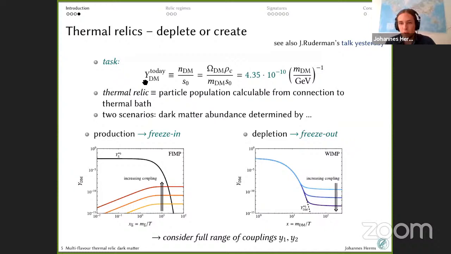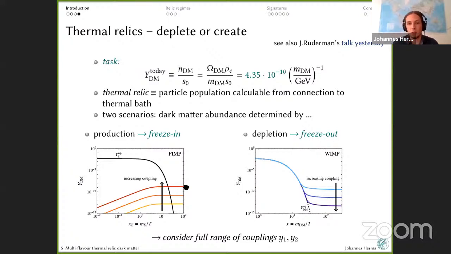And then there's two scenarios which cross over into each other in the middle. Either it can happen that the initial dark matter abundance in the early universe at early times is 0 or negligible, and this increases through interactions with the bath over time until these interactions become rare, and then you end up with the final abundance.